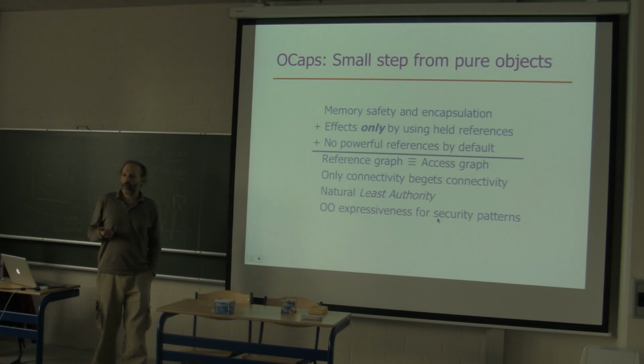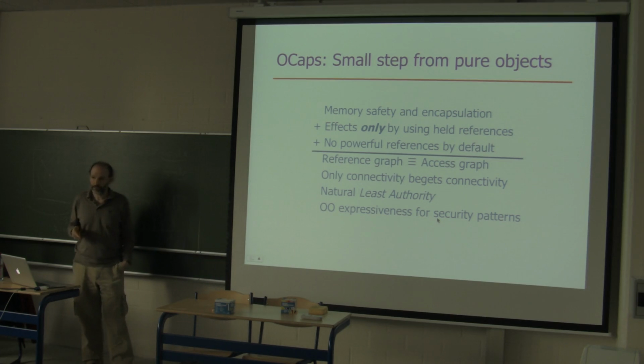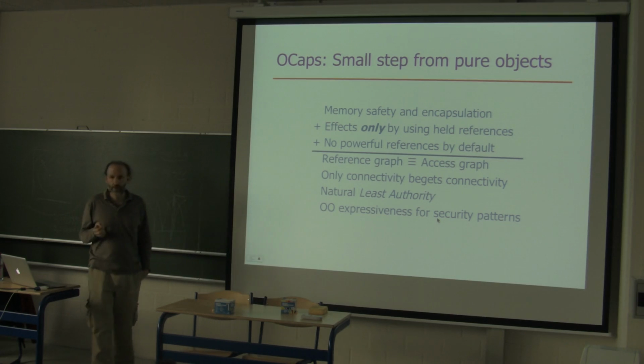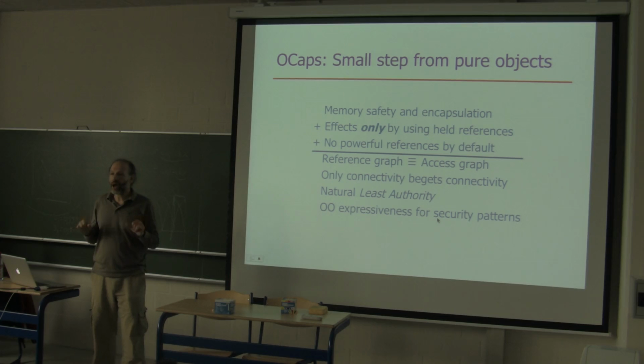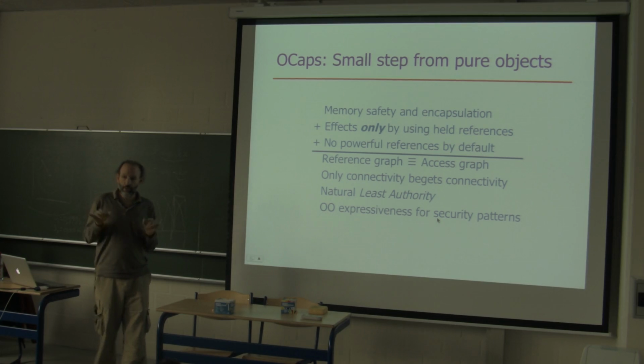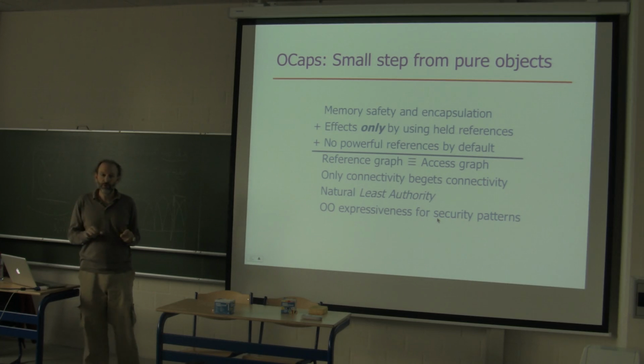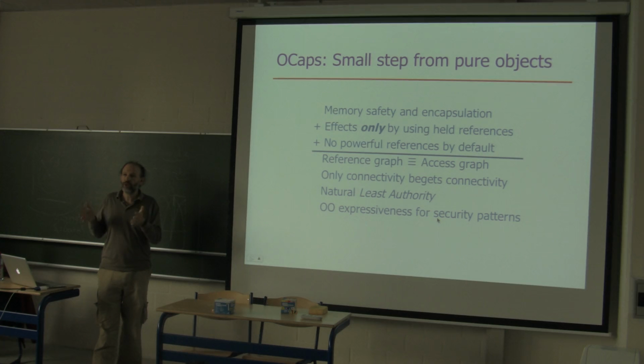The reference graph, familiar from the object programming literature, becomes identical to the access graph from the access control literature. We have this wonderful graph connectivity property that we refer to as only connectivity begets connectivity. This is best understood by example. So for example, if you have 2 isolated subgraphs, they remain forever isolated because no object can ever be in a position to introduce them. This is the reason why garbage collection is generally unobservable.